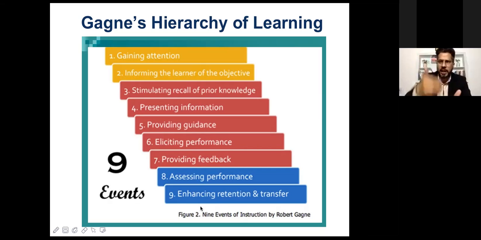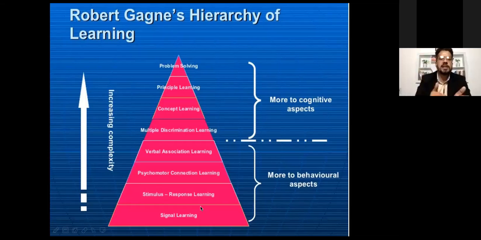This is a hierarchy of learning which Robert Gagne has come up with, and he further explains it in hierarchy form, where he has divided learning into different categories. For example, signal learning, stimulus response learning, psychomotor connection learning, and verbal association learning. The first four are mainly connected with the behavioral aspects of learning. The remaining ones, multiple discrimination learning, concept learning, principle learning, and ultimately problem solving, the peak of the triangle, involve more of the cognitive work done on the top part of it.